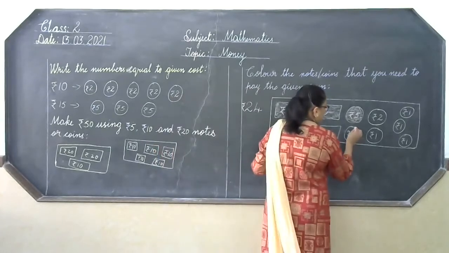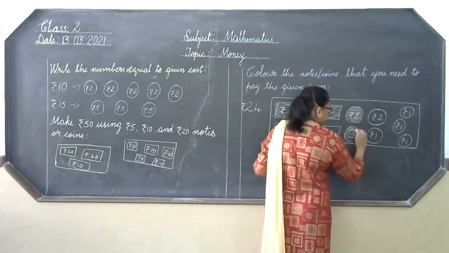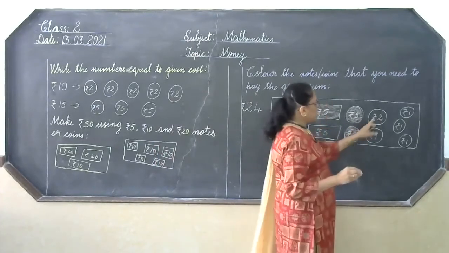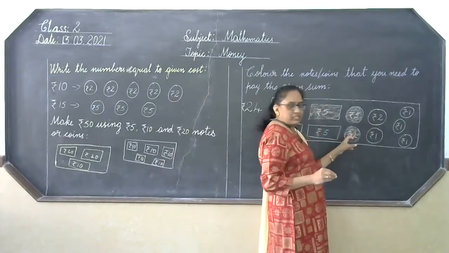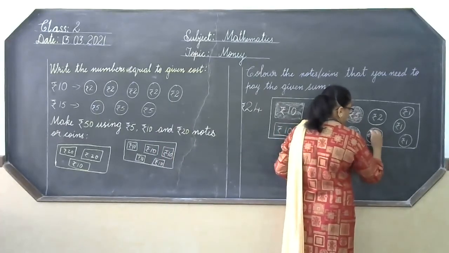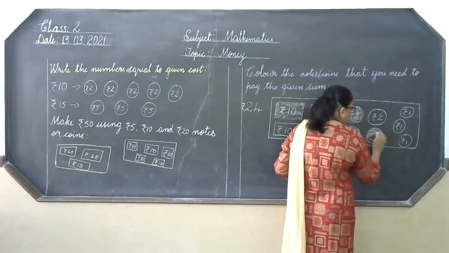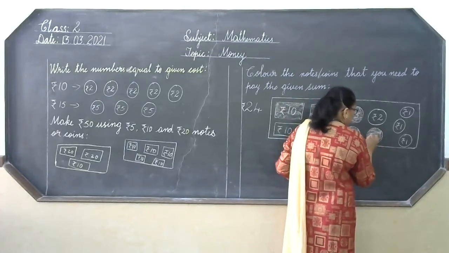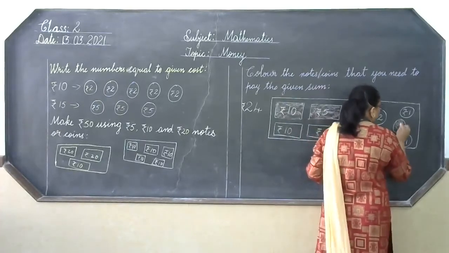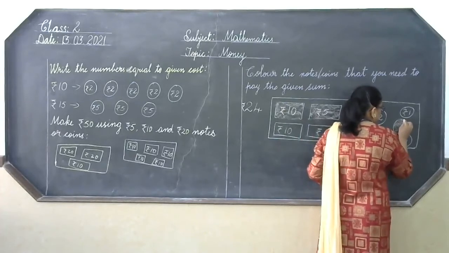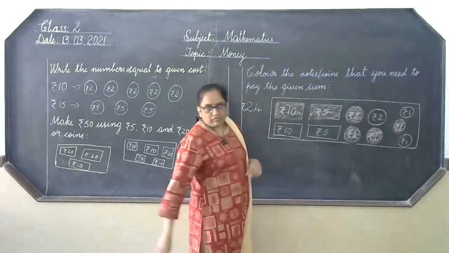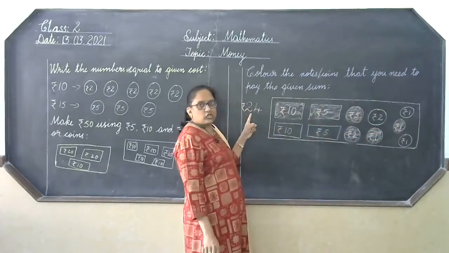Either you can color 2 rupees, 2 coins you have. Either you can color both of these, it will become 4, or you can color 1 rupee, 2 also. The option is left to you. But at last, when you do the total, it should be 24 rupees. So 1 rupee here and 1 rupee here I will color. The option is given to you to color, but at last it should be equal to 24 rupees.